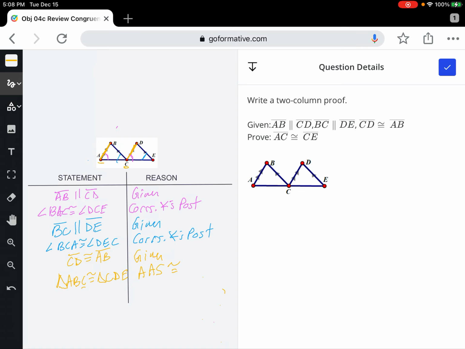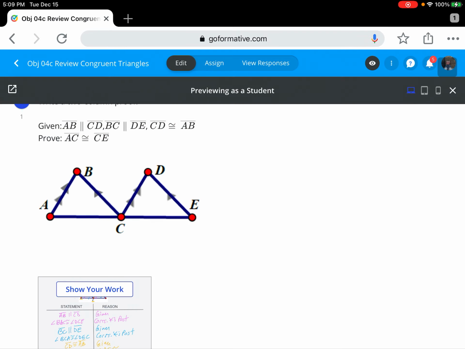Once you know that, if I know that two triangles are congruent, I know their parts are congruent. So this is pretty simple here. I know that AC must be congruent to CE, and that's because corresponding parts of congruent triangles are congruent. CPCTC. Okay, so that's that one.